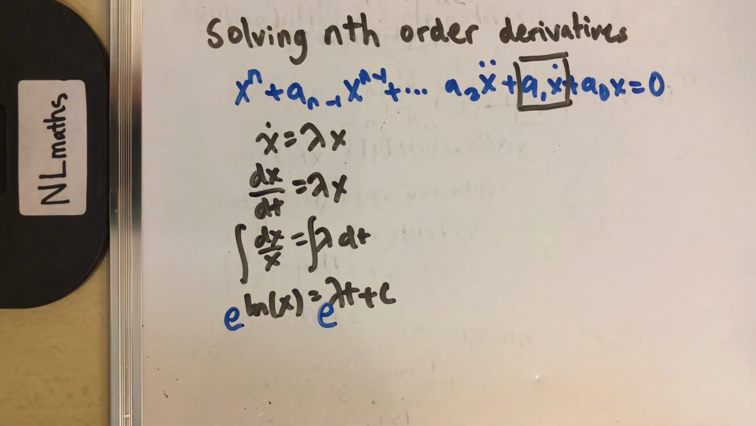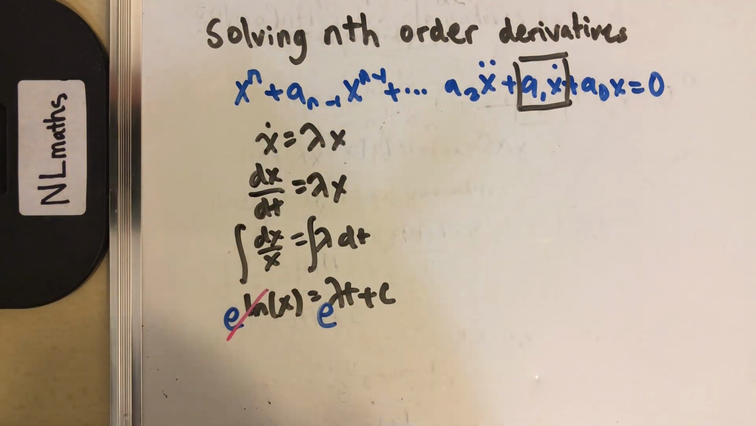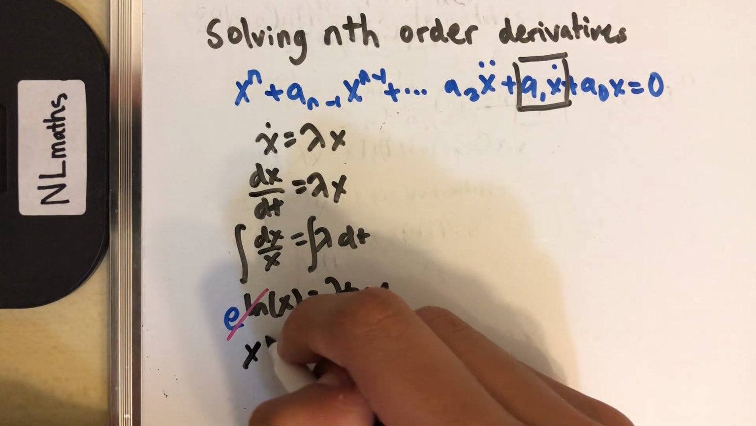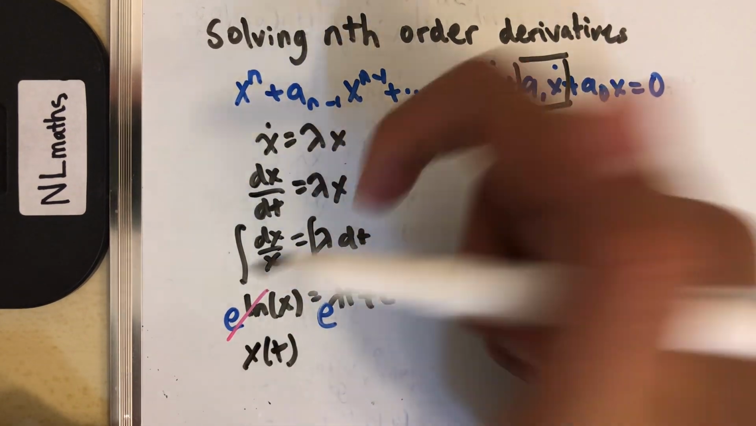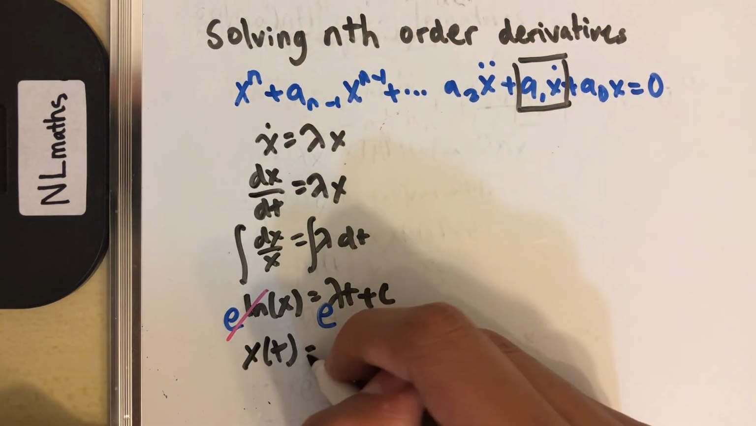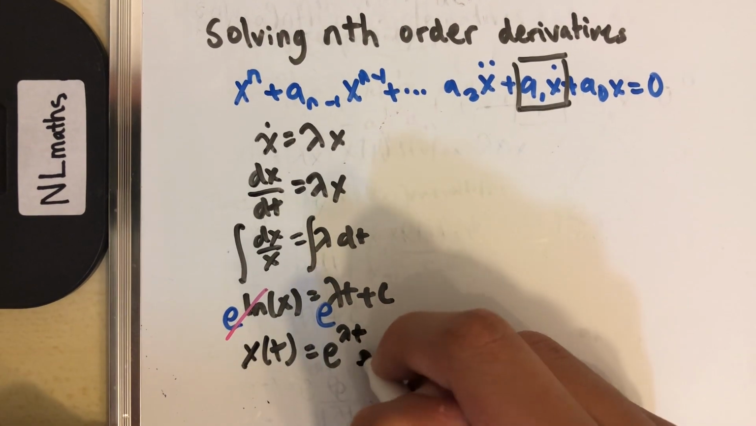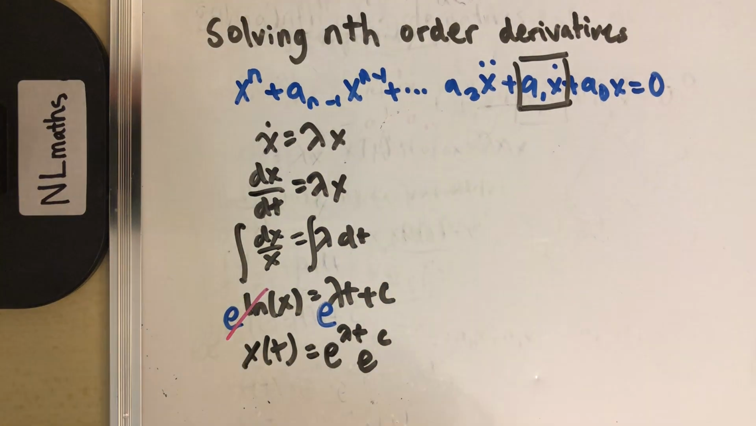Okay, good. Now we can raise both to the power of e. So for the first one, it gets rid of the e to the ln. Second one is a different case. So then this would be x, and I'm going to change something. This would be x of t, because it's a function of time. It was a function of time from the very beginning, because it depends on time. And this is going to be e to lambda t, multiplied by e to the c, because of our exponent rules. If you have two of the same base, you can have them multiply together to give the same result.